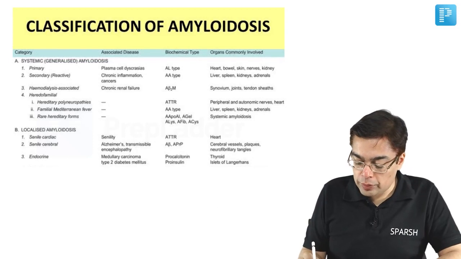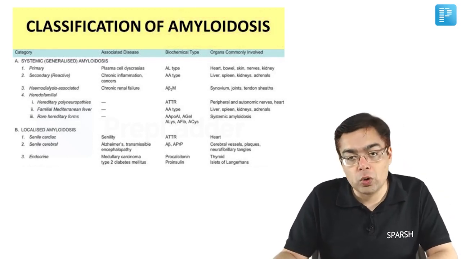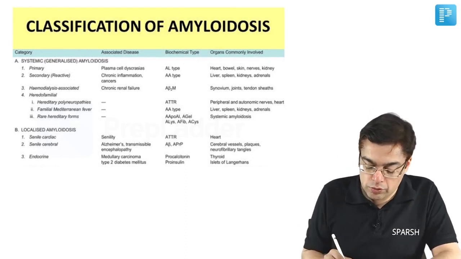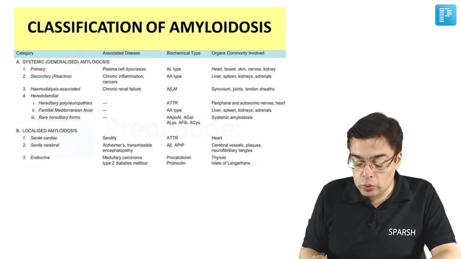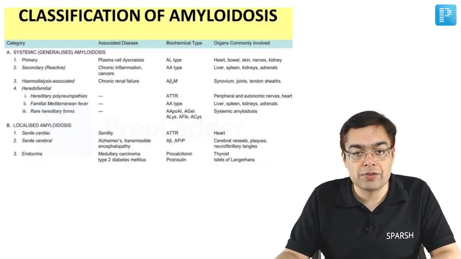Talking about the important topic of amyloidosis, which is an all-time favorite for the examiners, you need to have a very good look at this table so that you are able to answer the questions pertaining to the classification of amyloidosis into the systemic and the localized category. Then you should be able to talk about examples of the different kinds of conditions associated with different subtypes of amyloidosis.